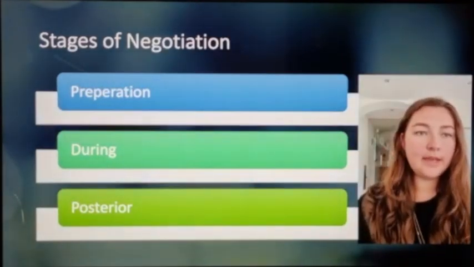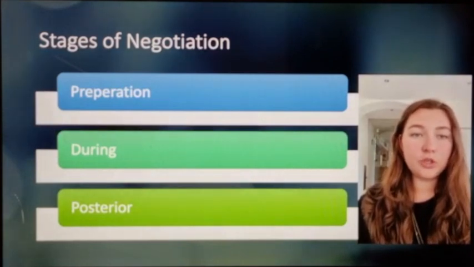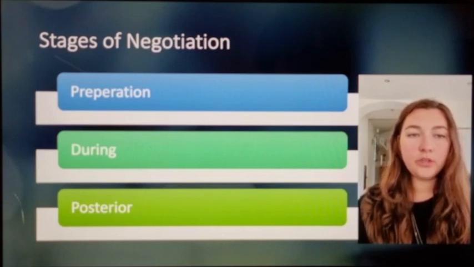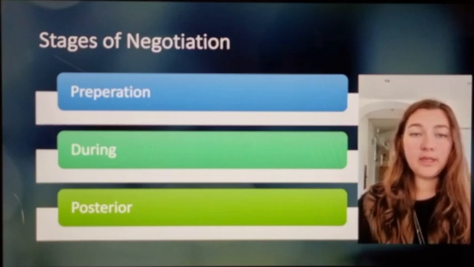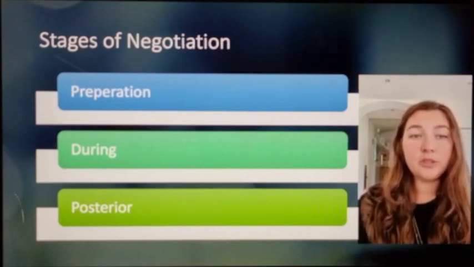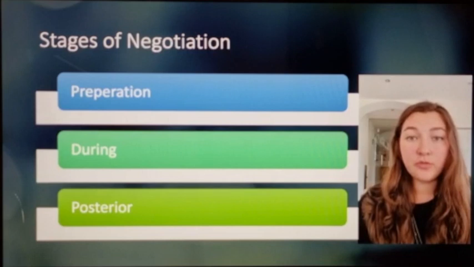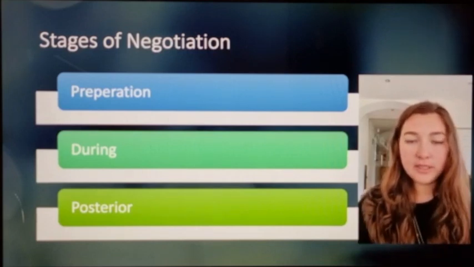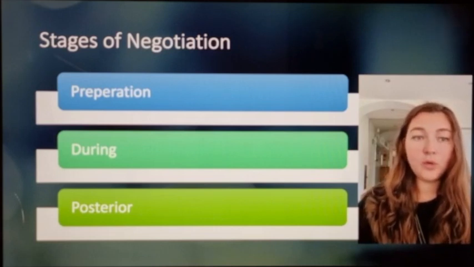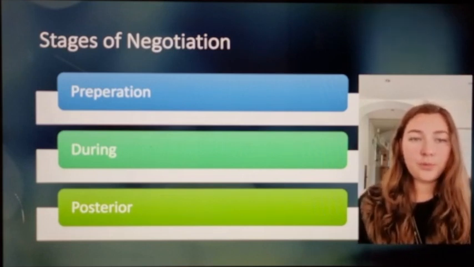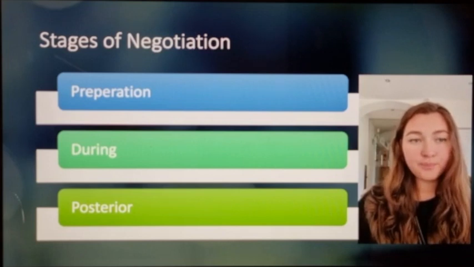Alright, so the next slide focuses on the stages of negotiation, which are the preparation, during, and posterior. Before the start of negotiations, one must be aware of the conflict, the history leading to the negotiation, the people involved, their perception of the conflict, and also expectations from the negotiations. Before starting the negotiation, one therefore needs to do some homework. For example, what's the nature of the conflict? What's the history leading up to this negotiation? And who's involved and what are their perceptions of the conflict?